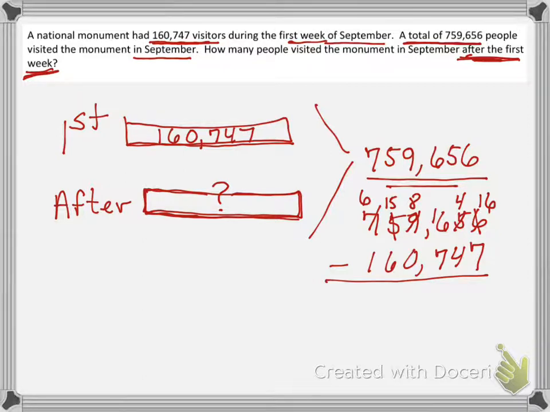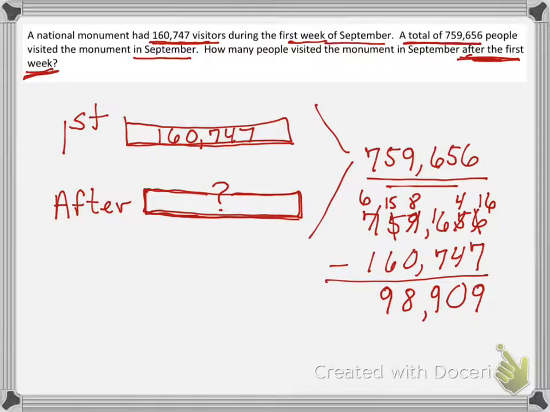So let's start with the ones. 16 ones take away 7 ones is 9 ones. 4 tens take away 4 tens is 0 tens. 16 hundredths take away 7 hundredths is 9 hundredths. 8,000 take away no thousands is 8,000. 15 10,000s take away 6 10,000s is 9 10,000s.